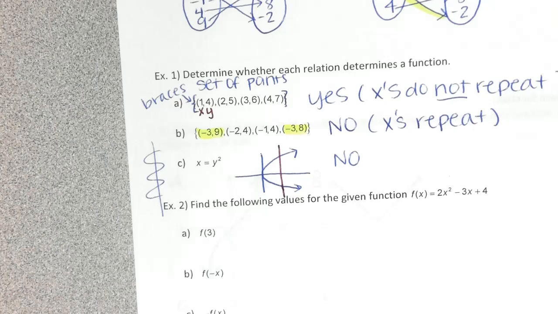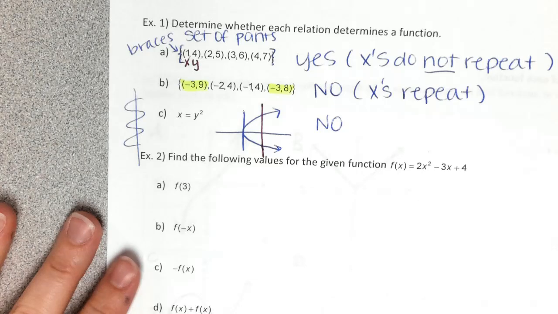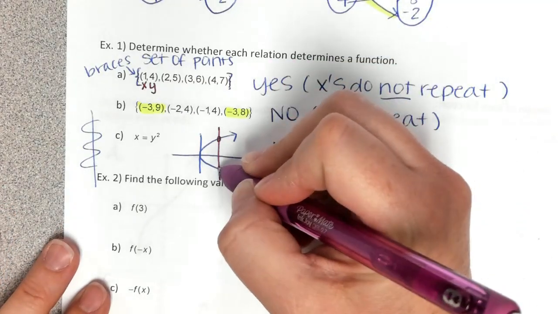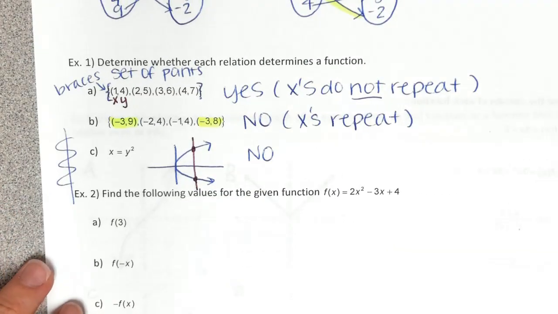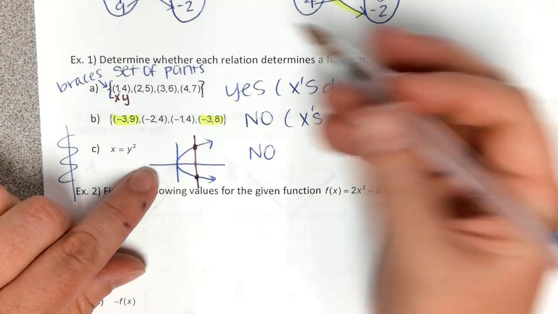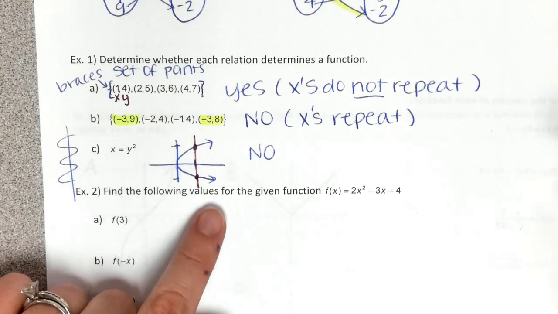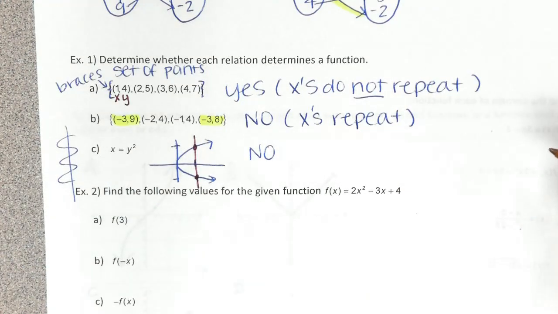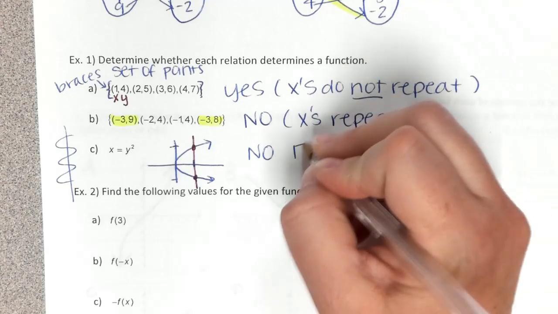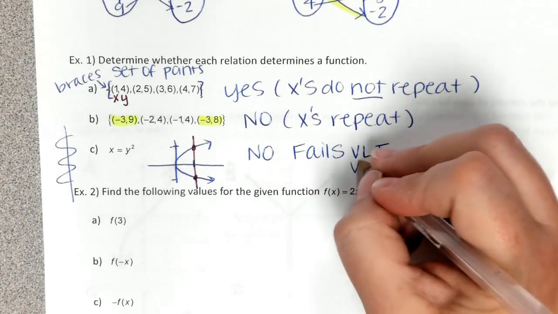If a vertical line touches a function more than once, it doesn't have to be 2, it could be 1,000,000. If it touches a function more than once at a time, then it is not a function. Because look, this x value has 2 different y values, right? It's got a y value up here, and this x has a y value down here. What do we call this test? Vertical line test. Okay, let's write that down. Fails the vertical line test.